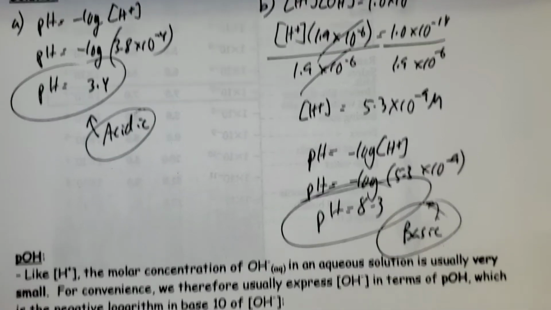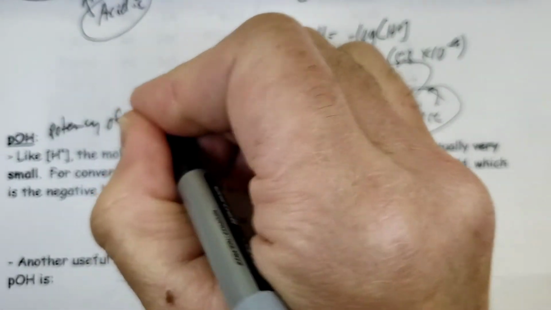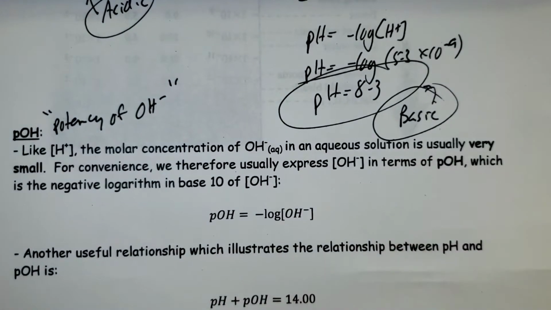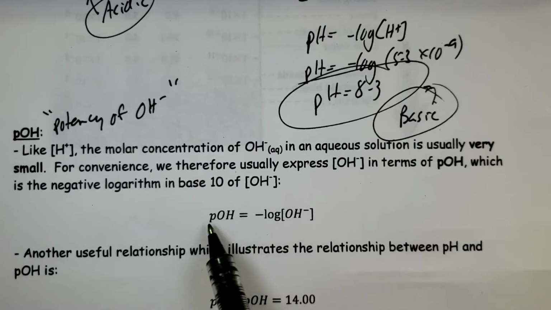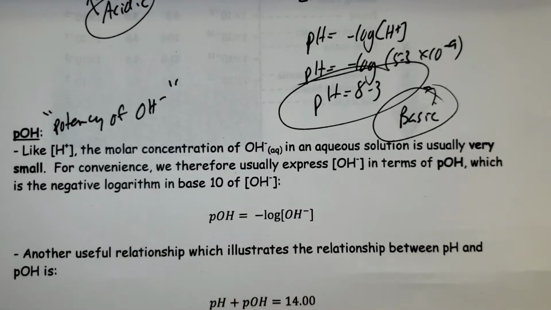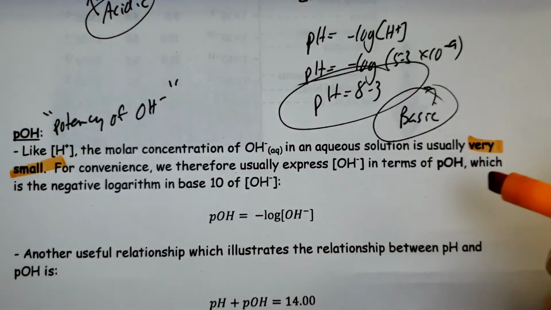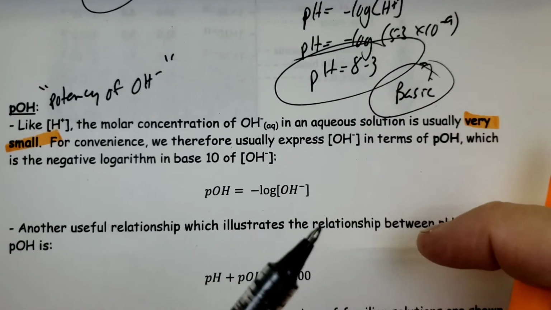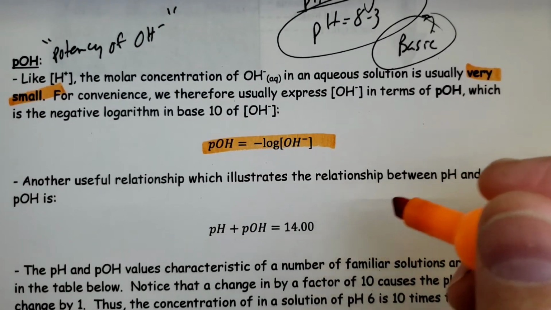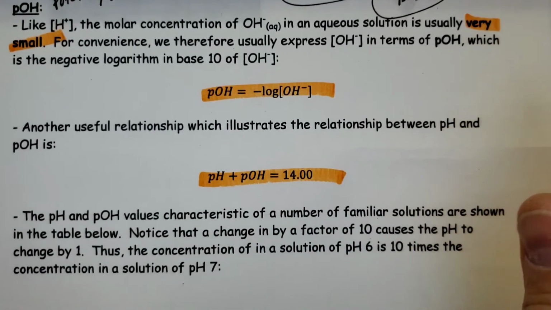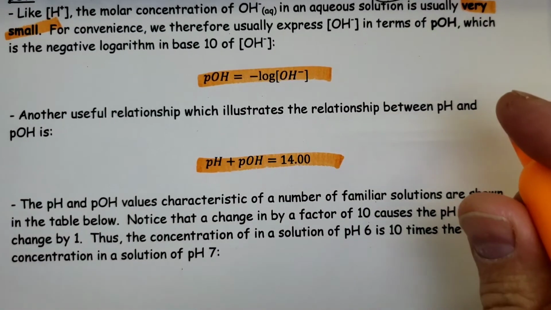All right. Just like pH, we can have pOH, which is the potency of hydroxide ions. It's calculated very similarly. If pH is the negative log of H plus, pOH is the negative log of OH minus. Like H, the molar concentration of OH minus ions in solution is a very small number as well. So for convenience, we usually express it in terms of pOH, which is a number between 1 and 14, much easier to use than the really small numbers. And another useful relationship between pH and pOH is that number 14 comes into play. They add up to be 14, as we'll see in the next page.